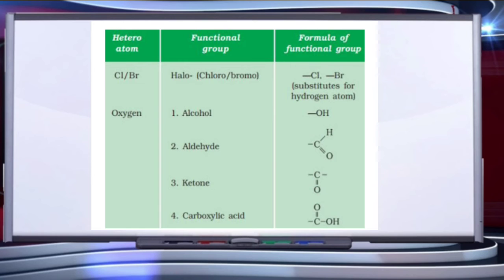So you can see in this table the functional group halo, that is halogens, is given with chlorine and bromine, and the next functional group is alcohol, which has OH in it, then aldehyde, that is CHO, ketone, C double bond O, and carboxylic acid, COOH. So these are a few important functional groups of the hydrocarbons.